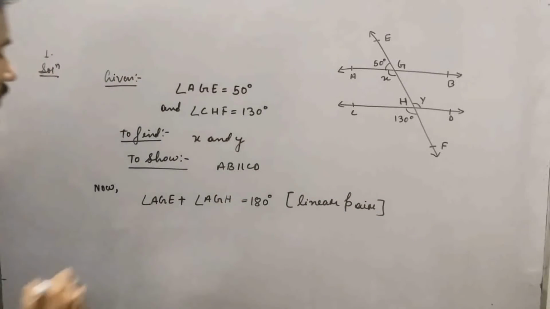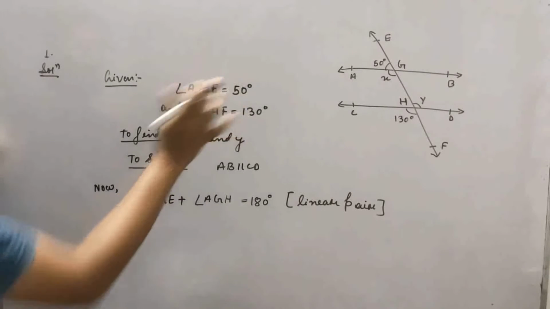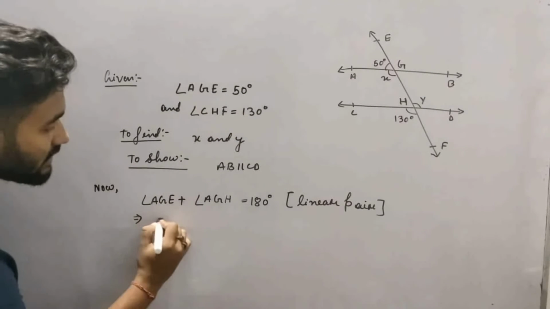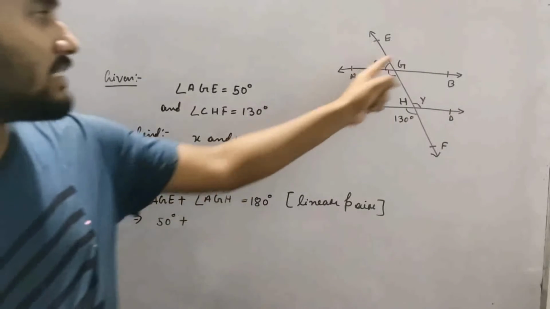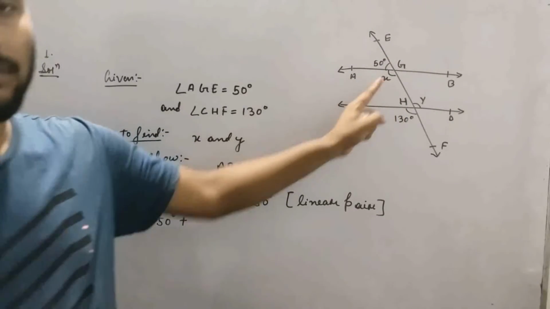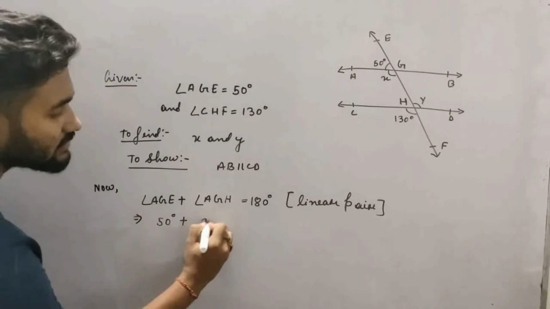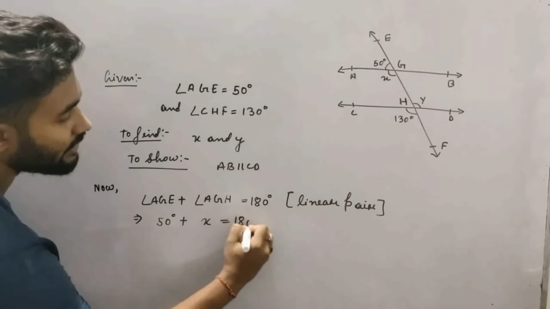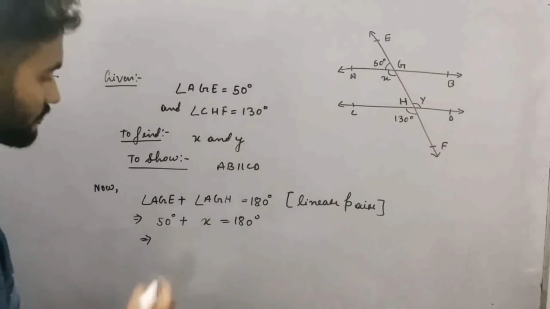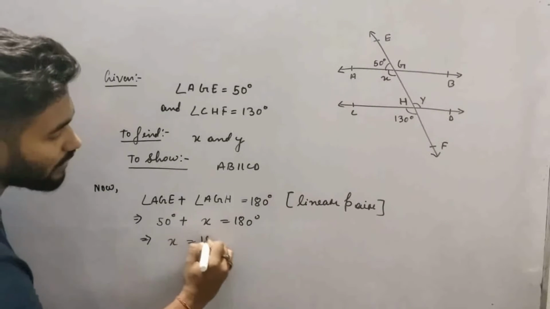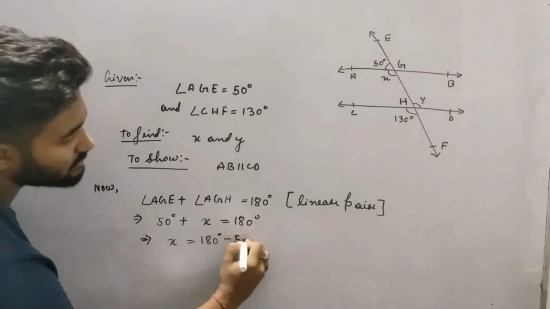Linear pair. Done. Put the value. What is the value of AGE? The value of AGE is 50 degrees. What is the value of AGH? AGH is X. What is the value? X is equal to 180 degrees, which implies, take this 50 degrees to that side, X will be equal to 180 degrees minus 50 degrees.